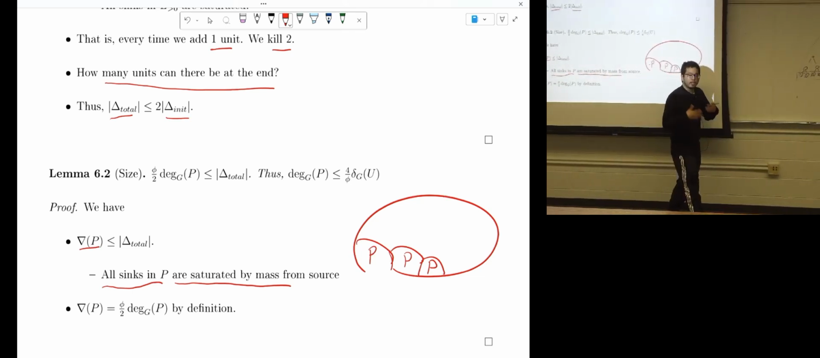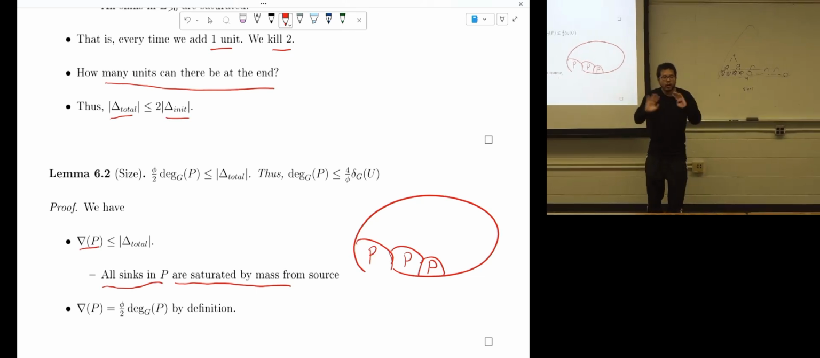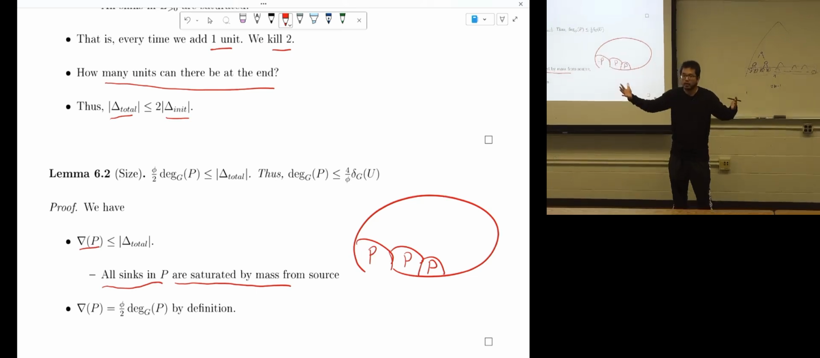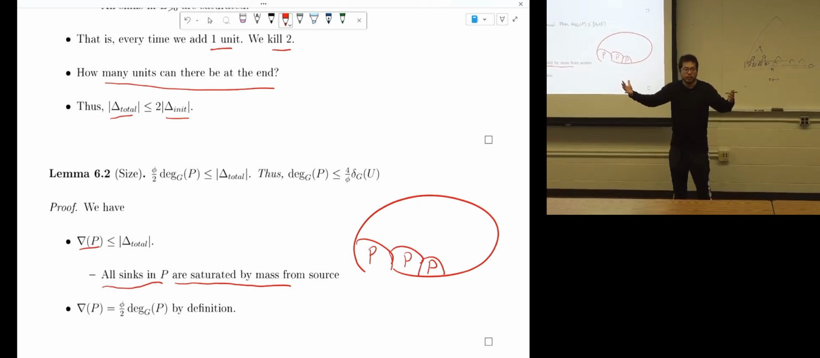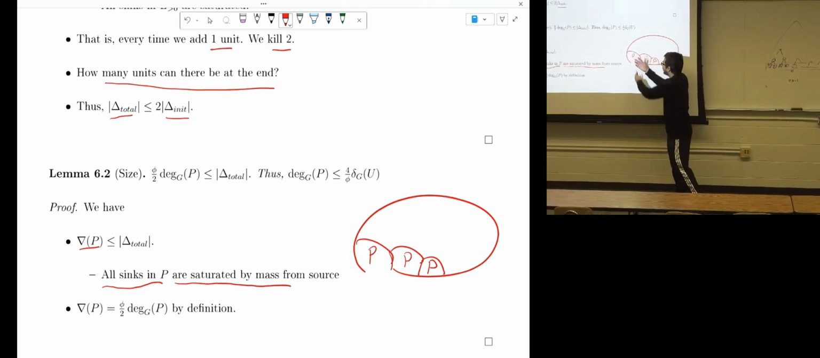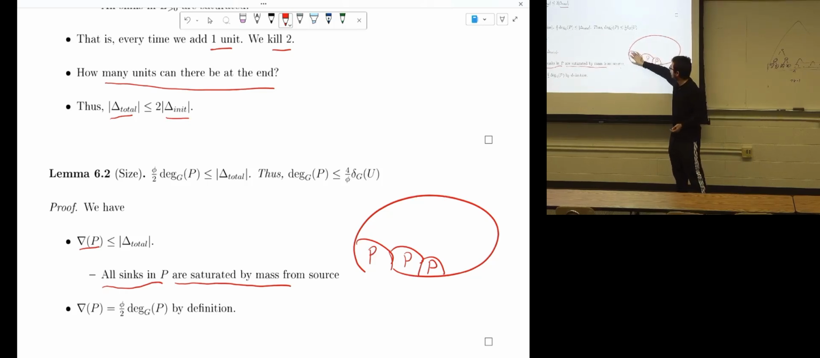Okay. So the intuition here is just, you know that no matter what, the total unit of mass that you put through the system is bounded. But every time that you remove something, you can charge it to the mass that you put into the system. Every time that you Q P, you kill the sink there, right?